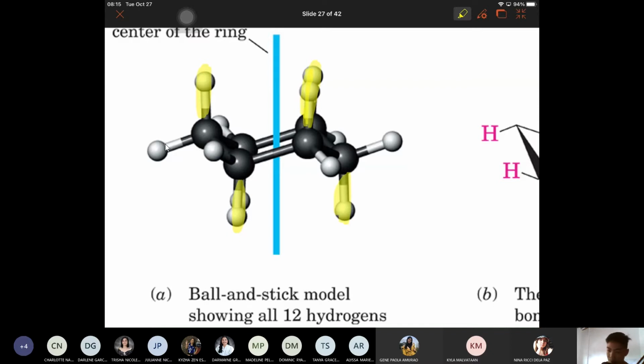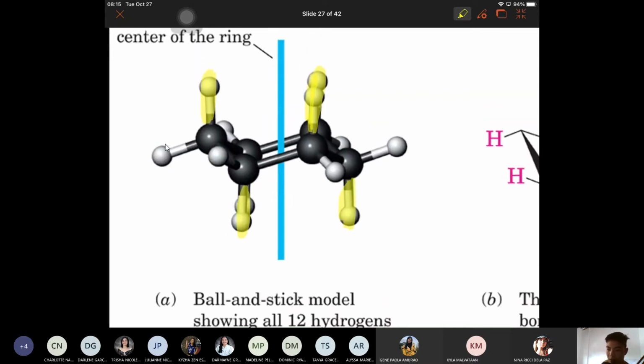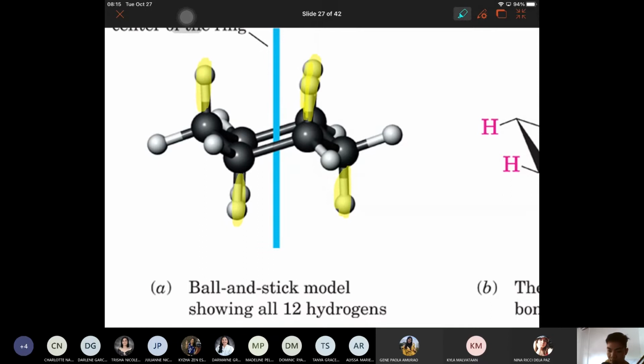Pag nakapa-side view naman, for example, itong mga to, yan. So yan, mga naka-side view sila. So we call them the equatorial, no? So how many axial carbon-hydrogen bonds do we have here? Ilang axial? 1, 2, 3, 4, 5, 6, no? Tatlo sa taas, tatlo sa baba, no?